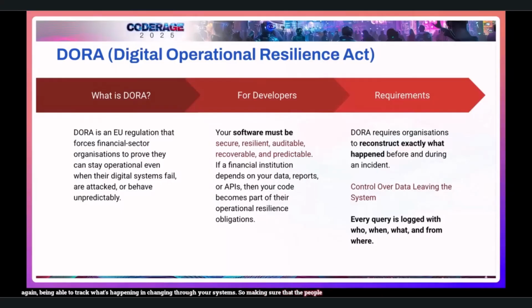So making sure that the people who've got access to things are recorded as having access and when they've had access. And predictable is quite an interesting one here. I think there's a lot going on with AI at the moment, which isn't that predictable. You often get a different answer out, so that's going to be quite interesting to keep an eye on in this area.